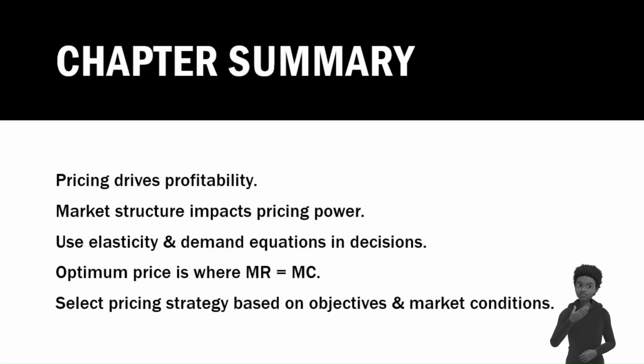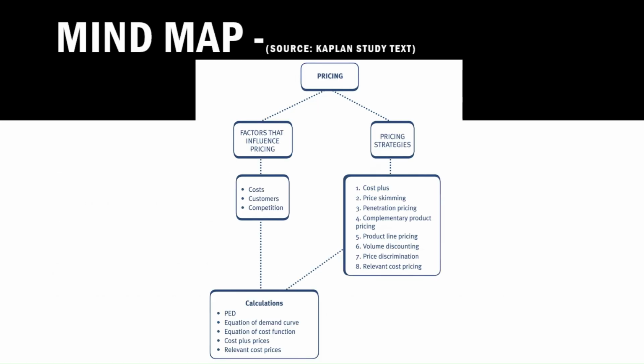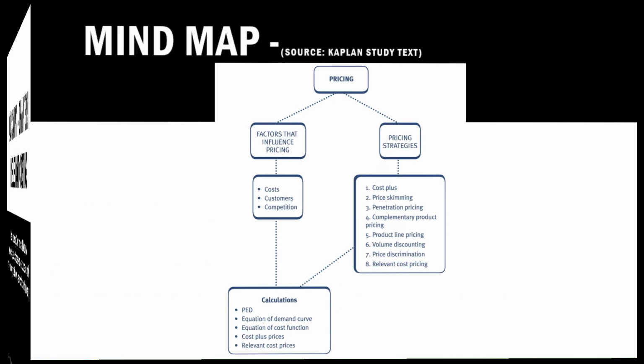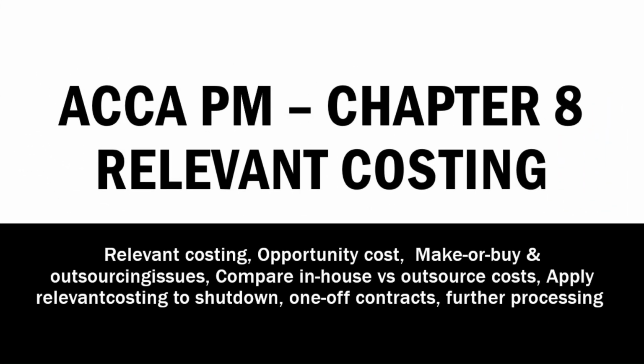Chapter summary. To sum up, pricing decisions shape profitability. Market structure determines how much control firms have. Elasticity and demand equations help set prices wisely. The optimum price is always where marginal revenue equals marginal cost. And the right strategy depends on market context and objectives. That's Chapter 7, Pricing.